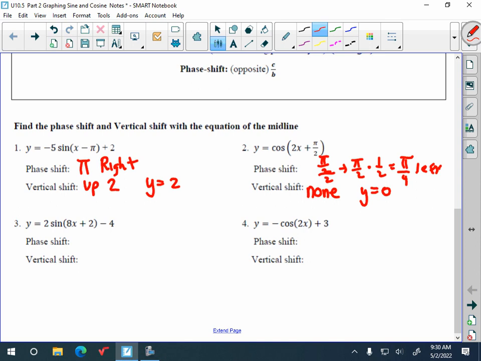All right, number 3, the phase shift. We're going to do C divided by B. So that simplifies to 1/4. And do the opposite of what it shows. So we're going to go negative. That means it shifts 1/4 to the left. Vertical shift is going to go down 4. And the equation of the midline would be y equals -4.